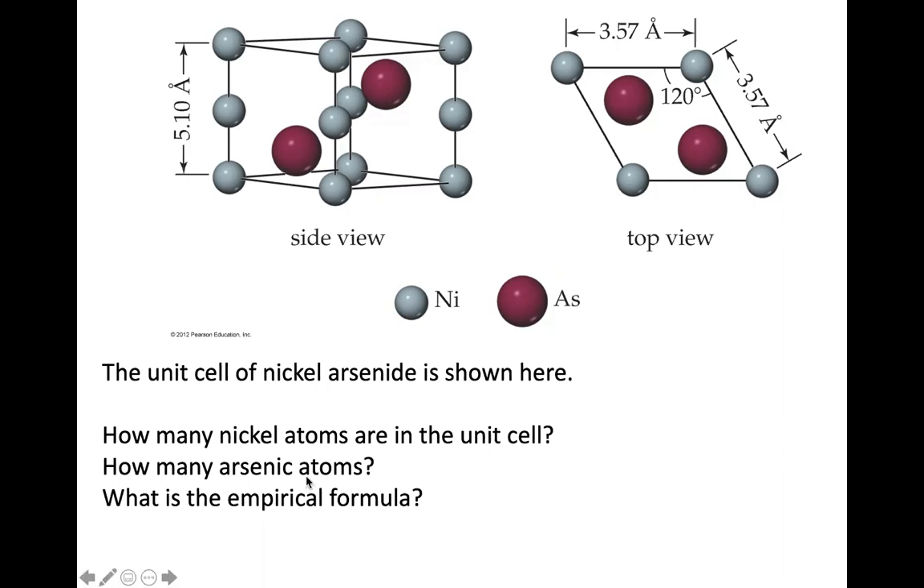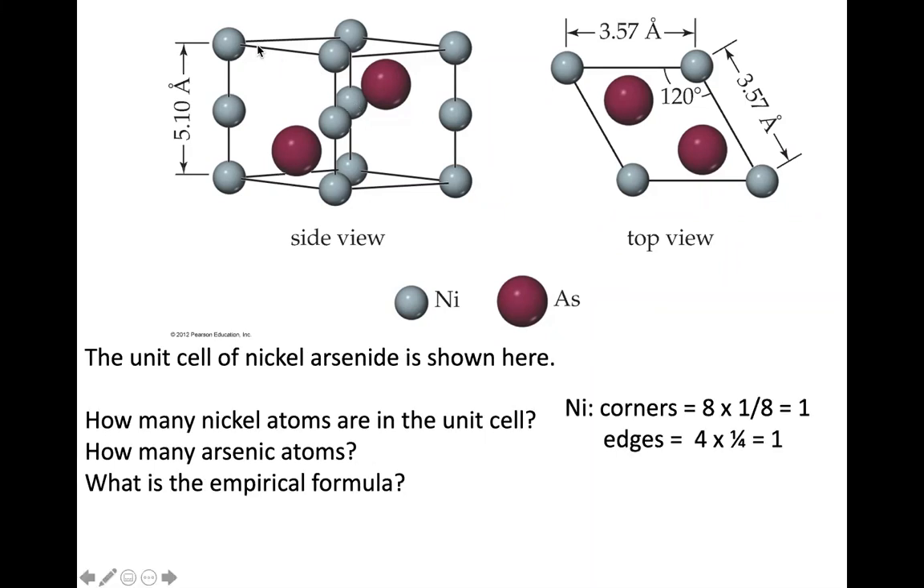Now, when it comes to the nickel atoms, if I look from the top view, that helps me see that all of the nickel atoms, if I were to look straight down, they're either on the corner or they're on the edge. So let me use that for my math. For nickel, I see a total of 1, 2, 3, 4, 5, 6, 7, 8 that are on the corners. If it's a corner, we said that was a 1/8 contribution. 8 times 1/8, so it gets a total of 1 nickel when we look at the corner contributions.